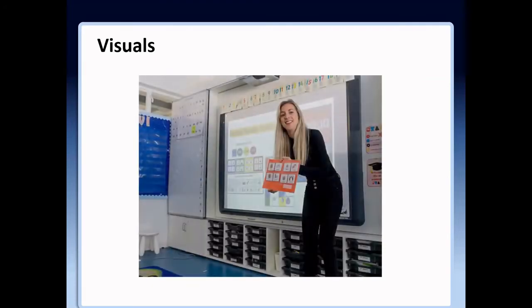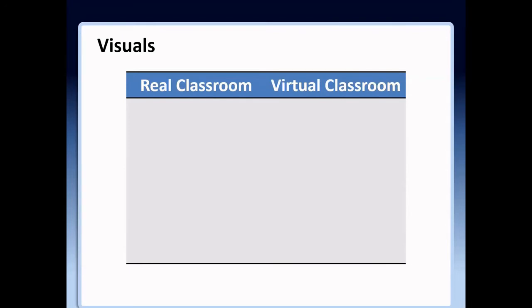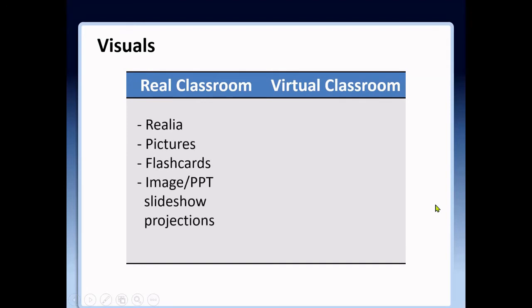Okay, I mentioned visuals earlier. Again, in a real classroom, the teacher can show visuals a number of ways. They could show the students the real object. They could show pictures or flashcards. They could have an image slideshow or a PowerPoint slideshow projected onto a big screen. And typically the most effective way is indeed to have projected images.